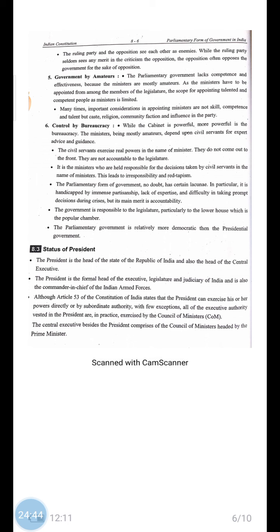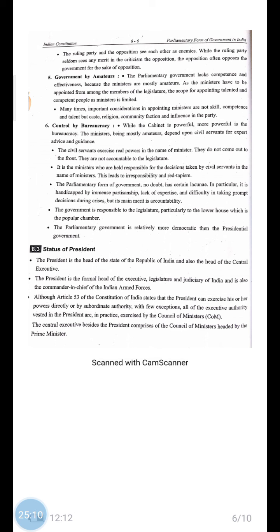Control by the bureaucracy. While the cabinet is more powerful, the bureaucracy, the minister being mostly amateur, depends upon the civil servant for expert advice and guidance. So the civil servant exercises real power in the name of the minister. They do not come out in front, but they are not accountable for the legislation.